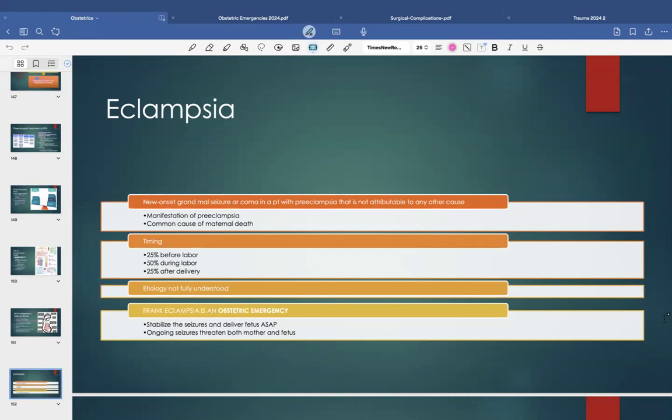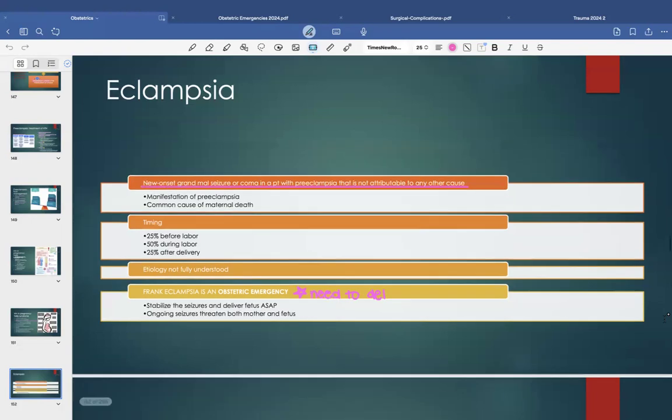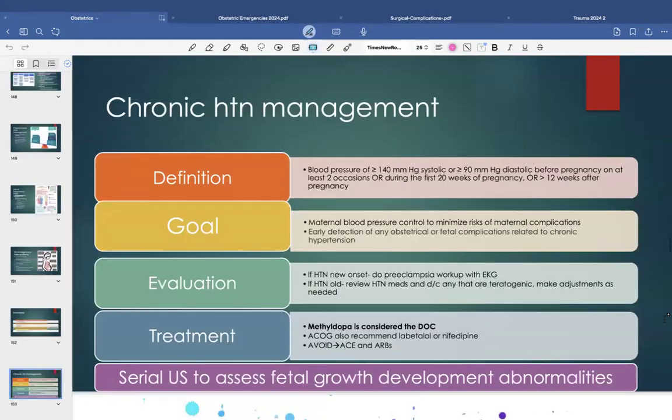So chronic hypertension management. This is hypertension we said that you had before you even got pregnant, or that developed prior to 20 weeks of pregnancy, or after 12 weeks of pregnancy. If it's a new onset, you need to do a preeclampsia workup with EKG to make sure you're not missing preeclampsia. If it's old, you need to review their hypertension medications and make sure there are no teratogenic medications. ACEs and ARBs are a big no-no. No ACEs and ARBs in pregnancy. You need to switch their medication.